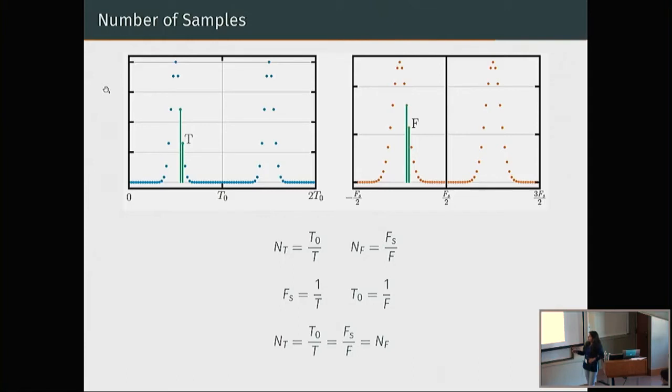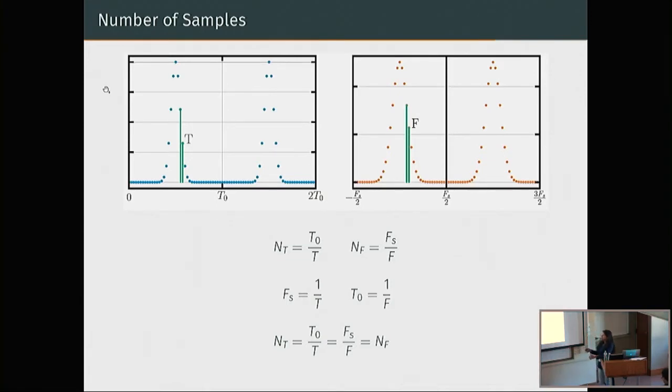So T is related to Fs in this relationship. Inversely, if you sample the frequency domain, we said it results in periodicity in the time domain, and this capital F, which is the sampling frequency in the frequency domain, becomes a time period, which is T naught.